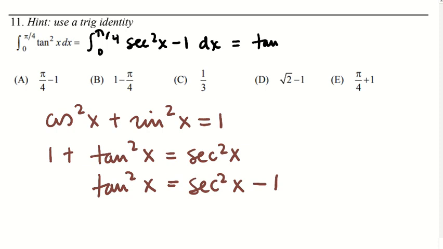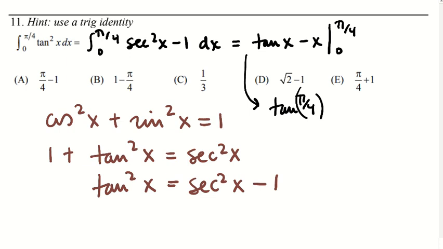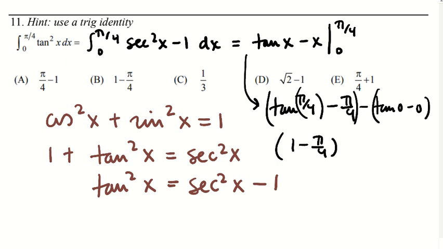Okay, an antiderivative for secant squared is tangent x. And an antiderivative for 1 is negative x. And I'm going to plug in 0 and pi over 4. So this is tangent of pi over 4 minus pi over 4, minus tangent of 0 minus 0. All right, tangent pi over 4 is 1, so I have 1 minus pi over 4. Minus tangent of 0 is 0, so 0 minus 0. And I've got 1 minus pi over 4, which is answer choice B.